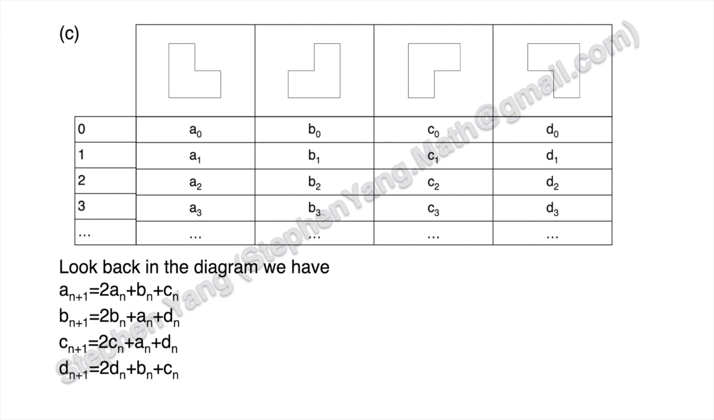If we have one L shape that is without the top right square, we'll end up with two L shapes that are without the top right square, one without the top left square, and one without the bottom right square. So then we could conclude that a_(n+1) equals 2a_n plus b_n plus c_n. And using the same method, b_(n+1) equals 2b_n plus a_n plus d_n, and c_(n+1) equals 2c_n plus a_n plus d_n, and d_(n+1) equals 2d_n plus b_n plus c_n.